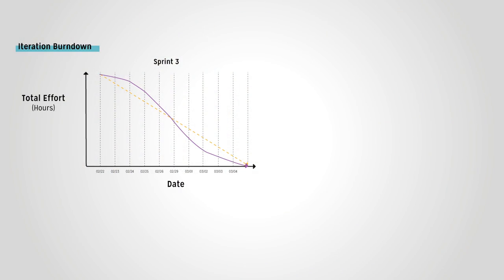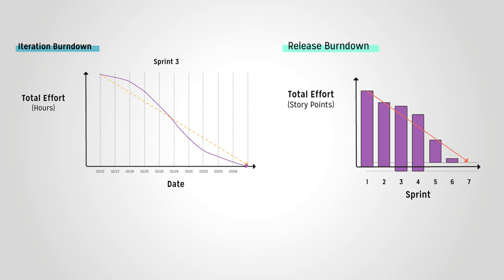Let's now look at how the iteration burndown charts and release burndown charts differ. In an iteration burndown, we have days along the horizontal axis, not sprints like we saw in the release burndown. Along the vertical axis in the iteration burndown, we have the total effort measured in hours. In the release burndown, total effort is measured in story points. This changes because in an iteration burndown, we are tracking the completion of tasks, whereas in the release burndown, we are tracking the completion of user stories and their corresponding story points.